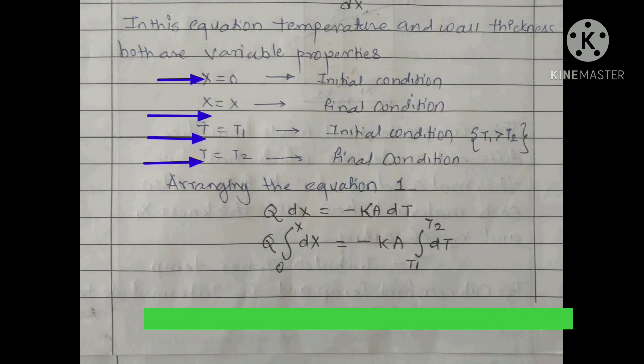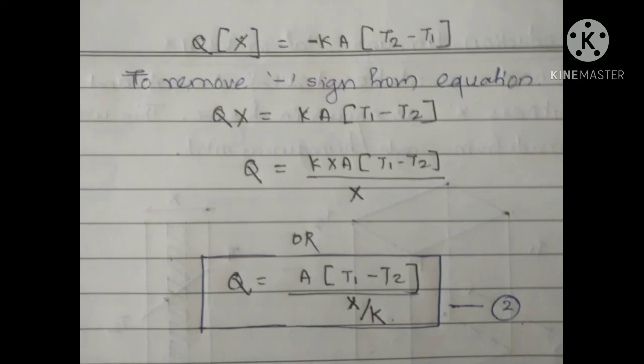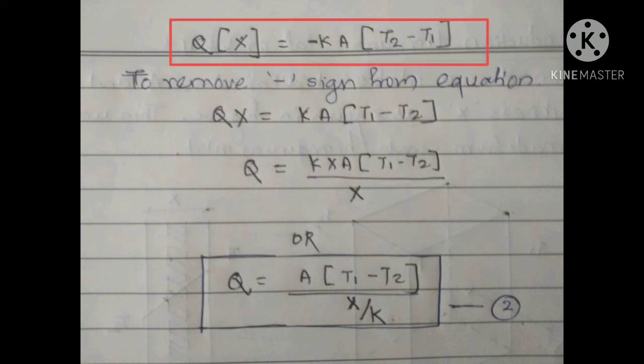As shown in the slide, we are going to arrange Fourier's equation in a balance equation like that: Q into delta X is equal to minus K A into delta T. Now on both sides of the equation there are variable parameters. Hence we are going to integrate both sides of the equation. Just see the equation after application of integration. By solving the integration, we have the equation Q into X is equal to minus K A into T. And putting the values of the limits of integration, we have the equation Q X is equal to minus K A into (T2 minus T1).